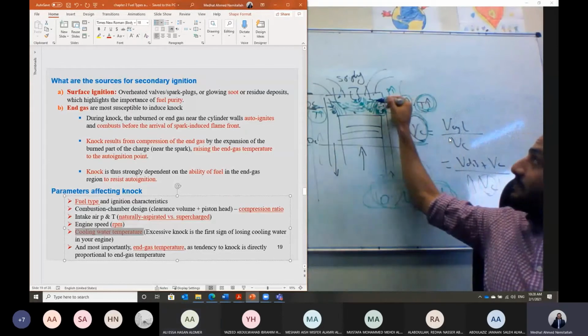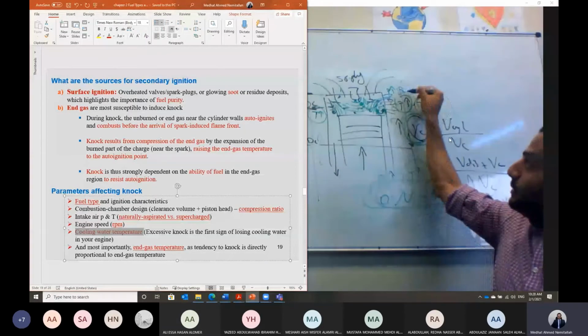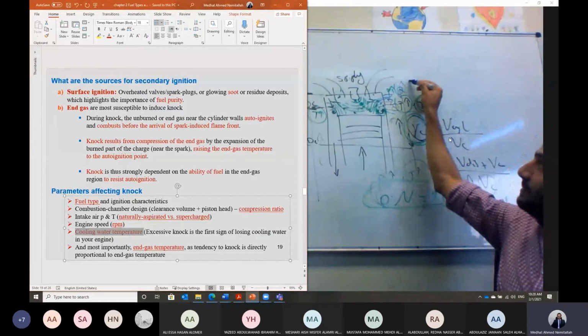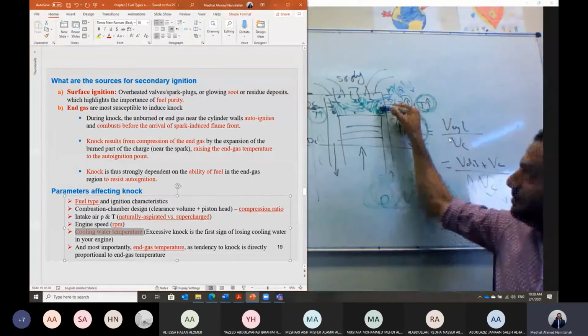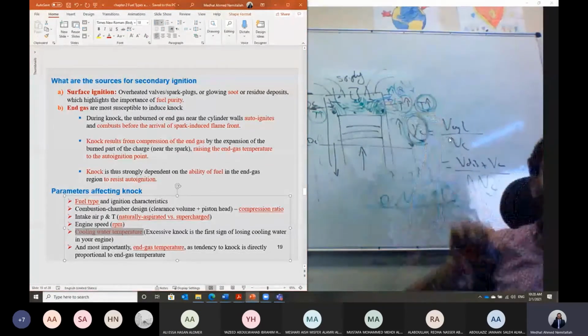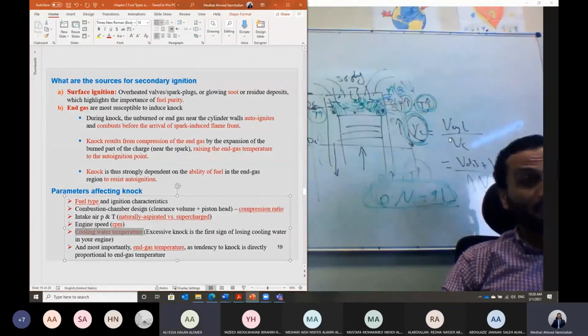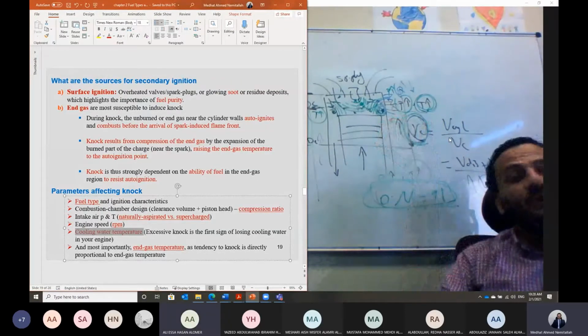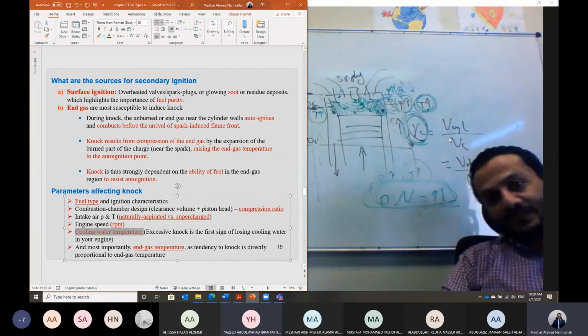So the heat transfer from the combustion here to the cooling water will be reduced. That means the temperature of the end gas will do what? The temperature will be what? Will be higher. Will be raised in this case.